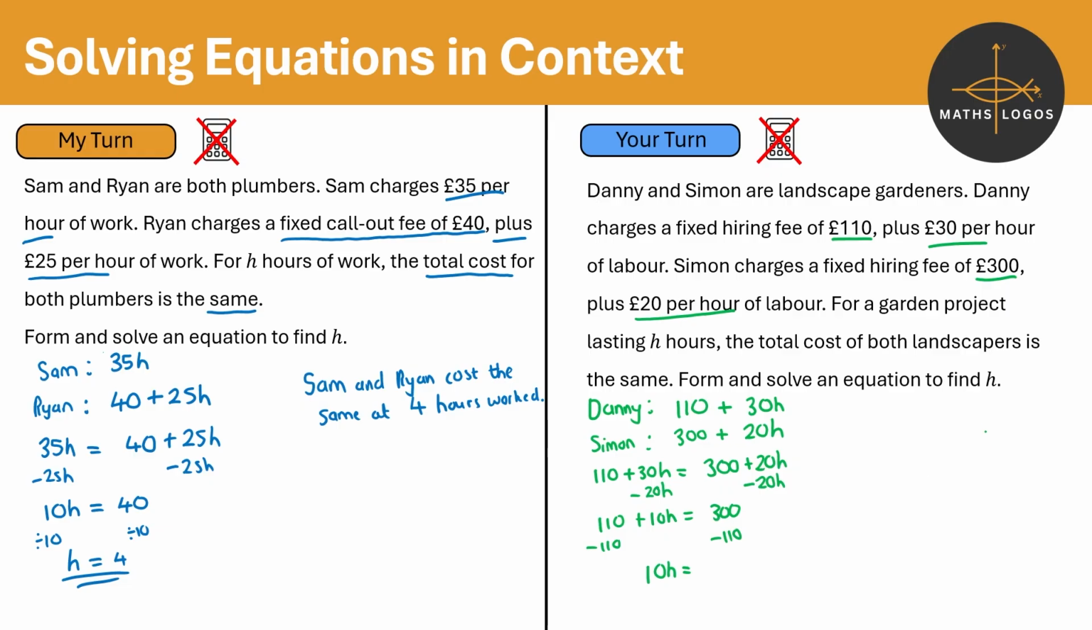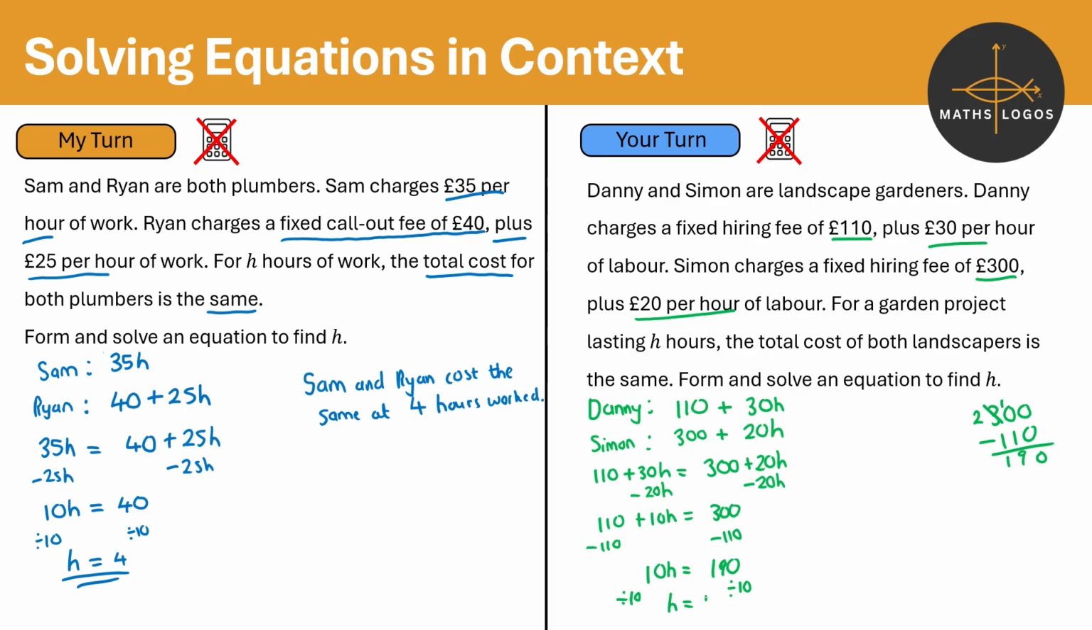And then I'm going to do 300 subtract 110 off to the side very quickly. 0 subtract 0 is 0. 0 subtract 1 I can't do, so I'll exchange 100 for 10 tens. Then I do 10 subtract 1 to give me 9, and 2 subtract 1 to give me 1. So 300 subtract 110 is 190. Then divide both sides by 10 to work out what h is.